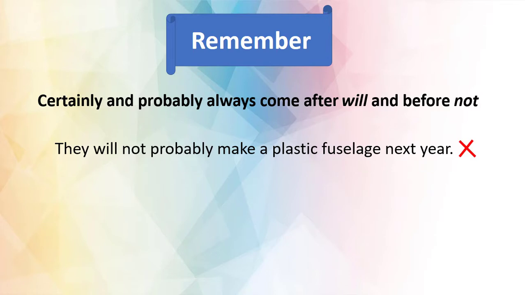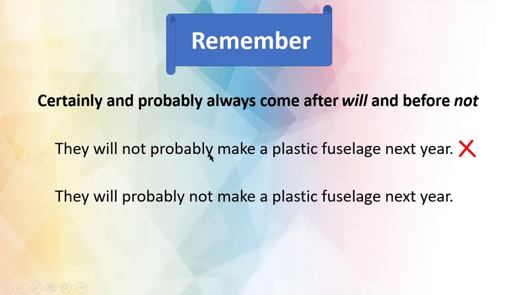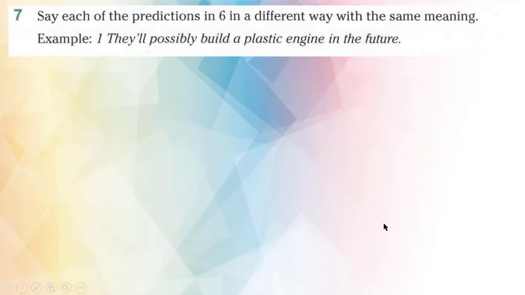Yes, good. Here he used not before probably. You should use not after probably. The right sentence is, they will probably not make a plastic fuselage next year. So be careful, my dear students. Now let's move to activity number 7. Say each of the predictions in exercise number 6 in a different way with the same meaning. For example, the first sentence, they will possibly build a plastic engine in the future.